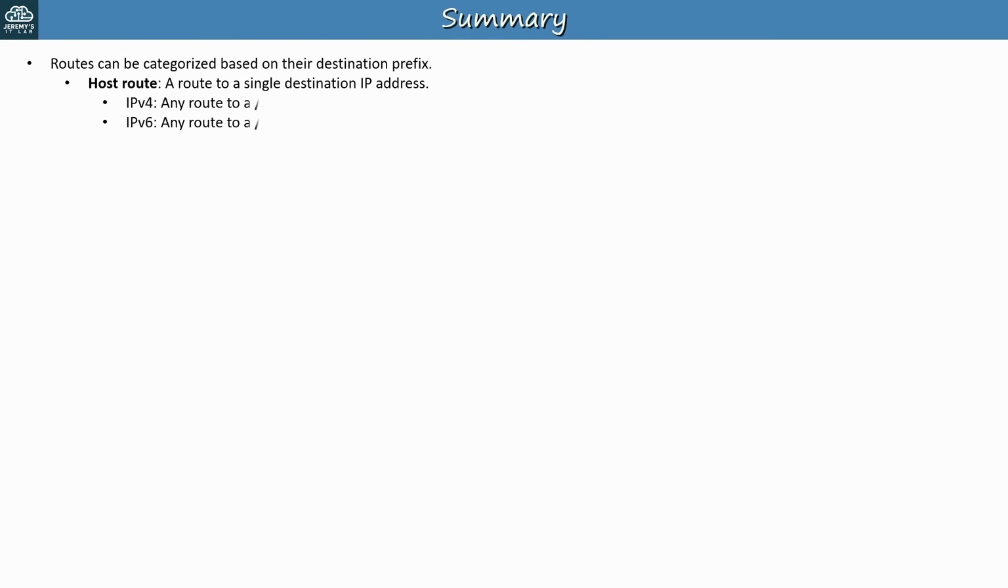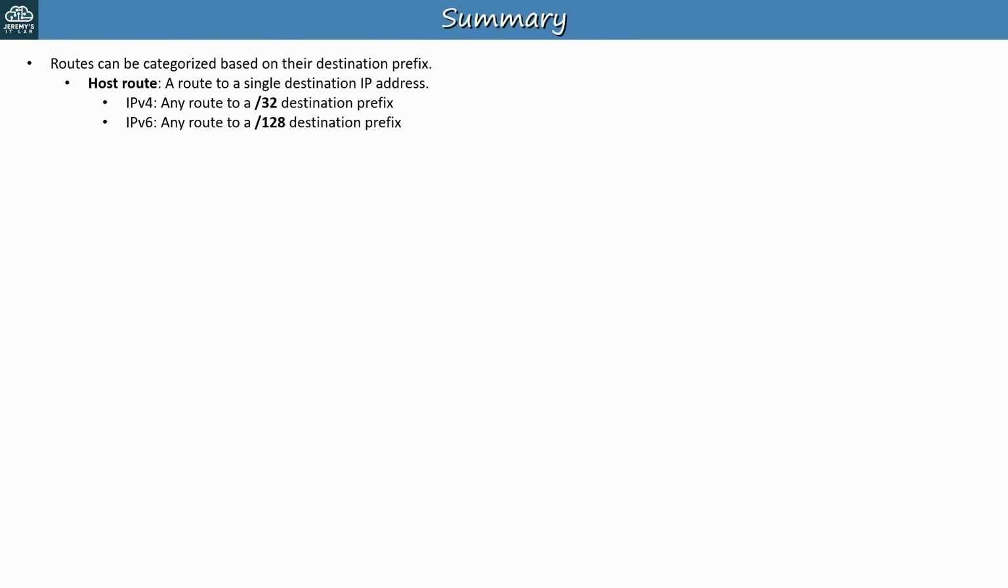Before we do a short quiz, let's review what we covered. I hope you already learned these concepts in your CCNA studies, but in any case, it's worth reviewing before we move on to more complex topics in this section. So we started by categorizing routes based on their destination prefix. A host route is a route to a single destination IP address. In IPv4, that means any route to a /32 destination prefix, and in IPv6, it's /128.